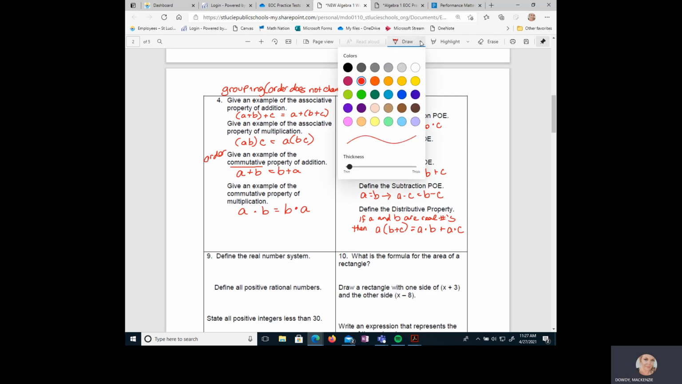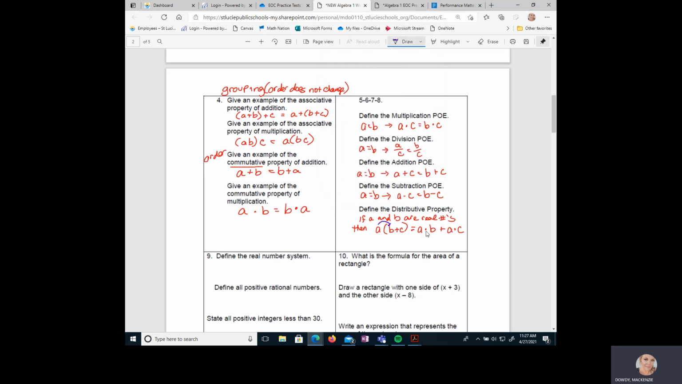Okay, so all they did there was, you guys are used to distributing. They took that A, distributed it to B, got A times B plus A times C. Same thing, just written out differently.